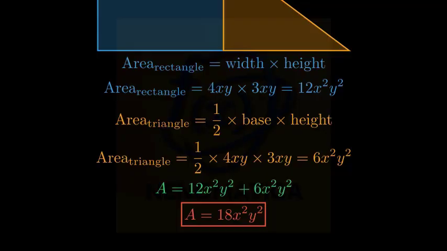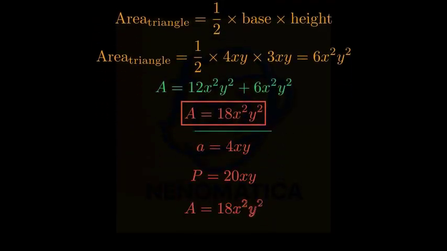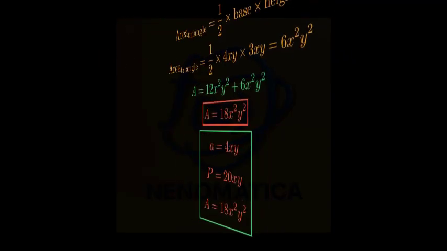Let's summarize our answers. 1. We found that a equals 4xy. 2. The perimeter of the entire shape is 20xy. 3. And the area of the entire shape is 18x squared y squared. We solved this problem by using the Pythagorean theorem to find the unknown side length, adding all sides to calculate the perimeter, and splitting the shape into simpler geometric figures to find the total area.